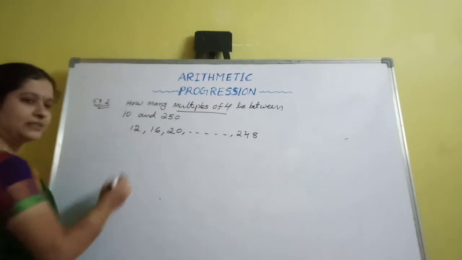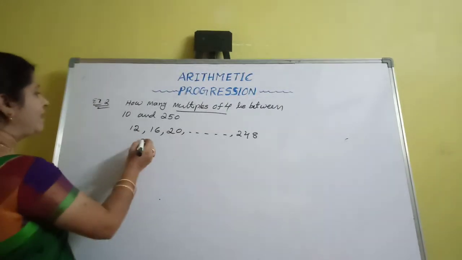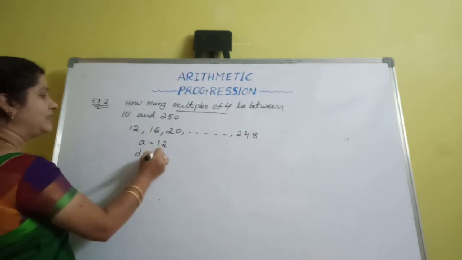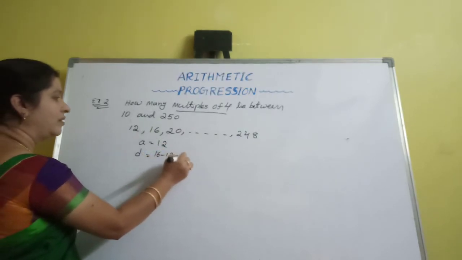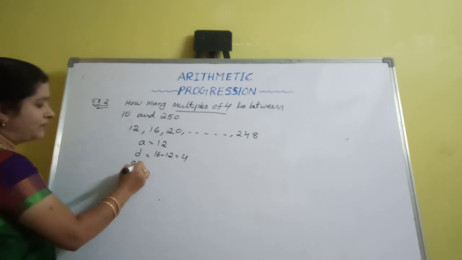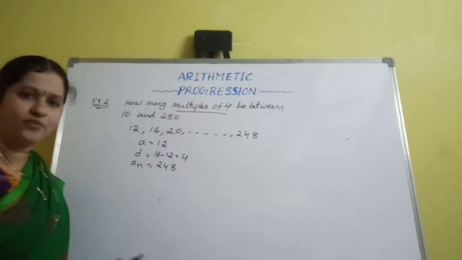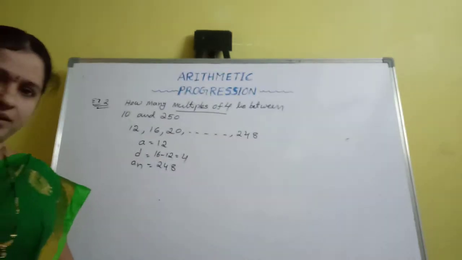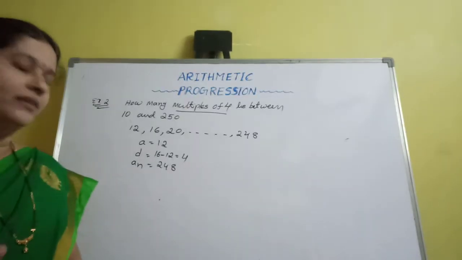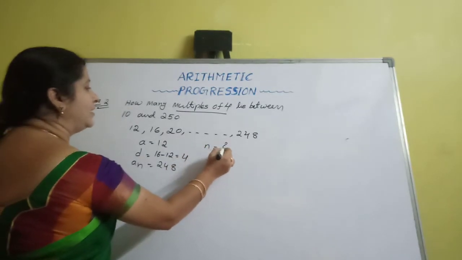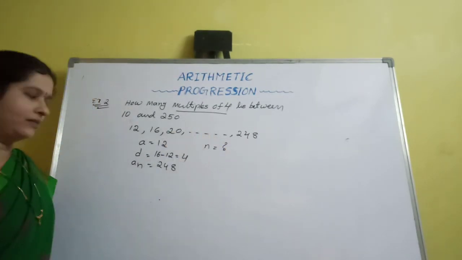So now consider the values. What is the a value here? a equal to 12, d value equal to 16 minus 12, which is 4. Given an value 248. So how many multiples of 4, how many numbers are there in this series? That means you have to find the n value. You have to find the number of terms in the series, which means the n value only.